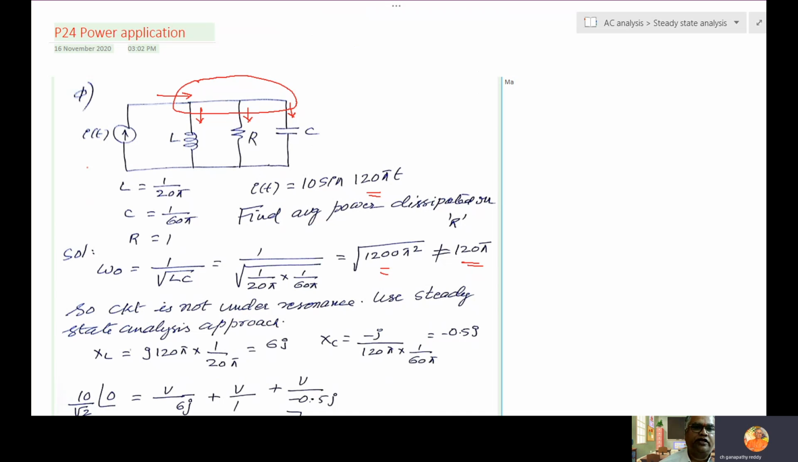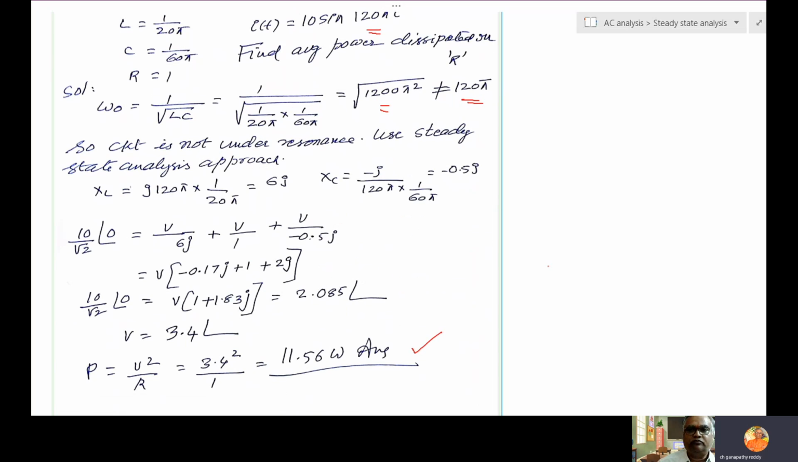If it is under resonant condition, the total current will go through the resistor. That concept you study in resonance. Then current is known, I square R is power. But here they are not equal. That's why it takes more time to do it.